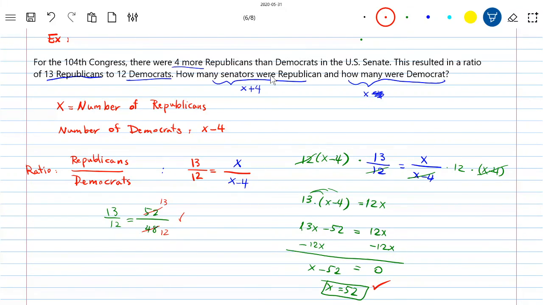So I can say the number of Republicans is 52. You should answer the question that they want. How many senators are Republican? Number of Republicans is 52. Number of Democrats, 52 minus 4, 40. Again, since I picked number of Republicans to be X, the number of Democrats became X minus 4. You can choose it to be the other way around: number of Democrats to be X, and number of Republicans would be X plus 4. It's all optional. They should both give you the same solution. You can try it with this one, see if you get the same number.